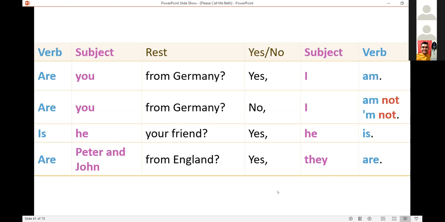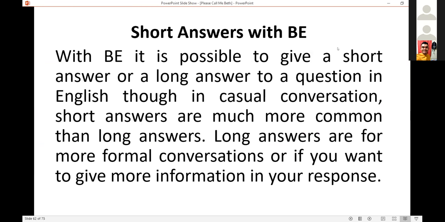These are only examples of how to use the be in responses, in short answers. For example, check this one up. Are you from Germany? No, I am not. But it also gives you the contraction. No, I'm not. Okay? Okay. We understand this part, right? Yes. Cool. Thank you very much. Let's move on. Yes. Short answers with be.